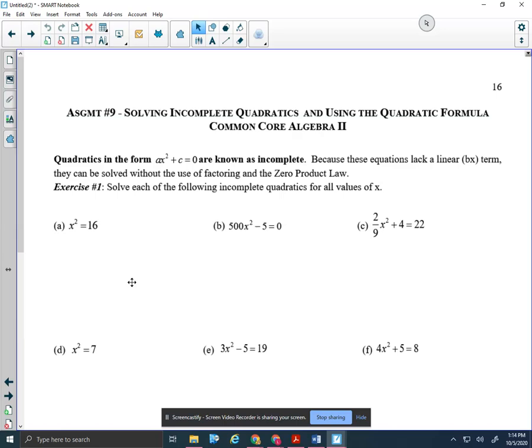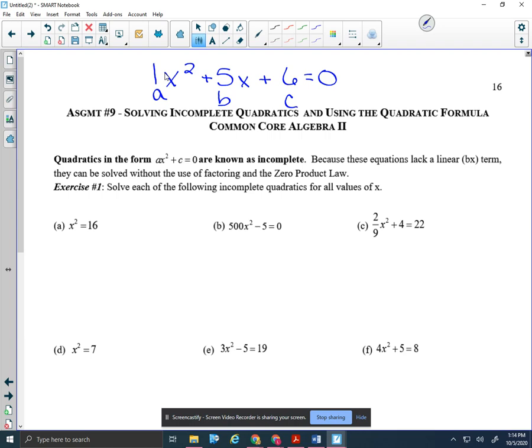So we're going to start looking at other ways to solve quadratic equations other than factoring. The first part of this lesson, we're going to go over something called incomplete quadratics. So your typical quadratic would look something like this. And the value of A is 1, the value of B is 5, and the value of C is 6.